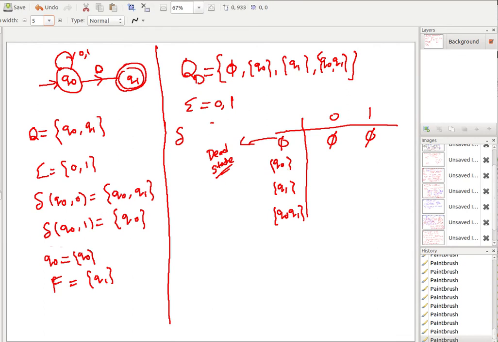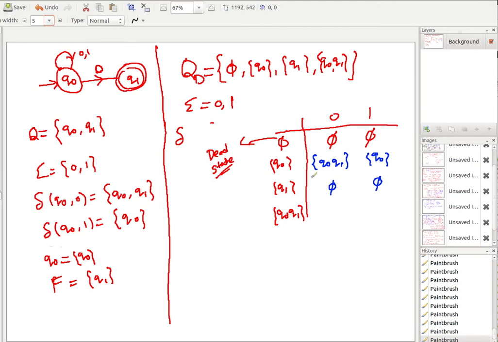Now for the Q0, if I have to find out, Q0 at 0, where do you go? Q0 at 0. So if I have to do that, I have to see for this element Q0 where I am going at 0. So Q0 at 0, I am going to Q0 Q1, therefore it will appear as Q0 Q1 here. Q0 at 1, where do I go? I go to Q0. Now Q1 at 0, I go to phi. Q1 at 1, I go to phi, because I don't go anywhere, right? So that is very important, I think. You go to phi, it's the dead state.